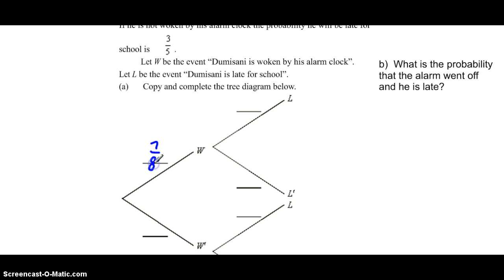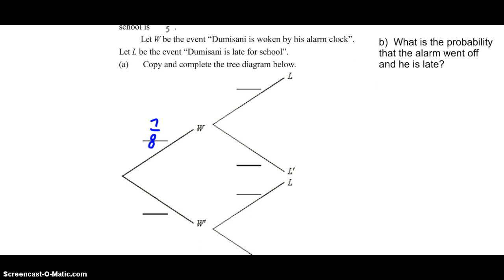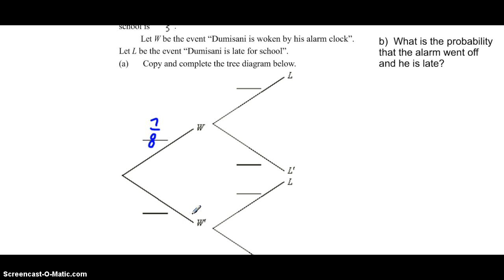Now remember what the W prime would mean, and that would be the complementary event. So the fact that he is not woken by his alarm clock would be 1 minus our probability of W. So 1 minus 7/8 would be equal to 1/8. So that would be the probability that he's not woken by the alarm clock.